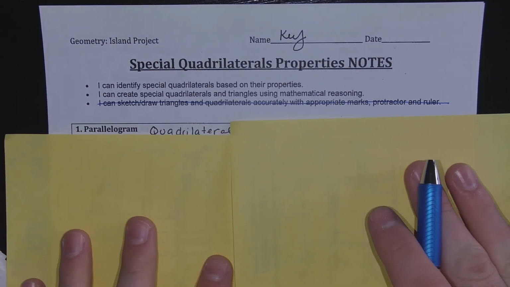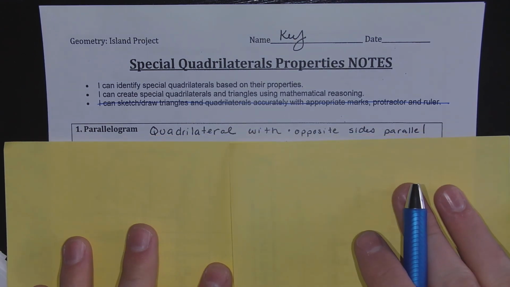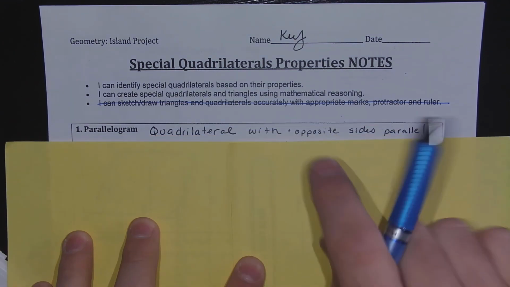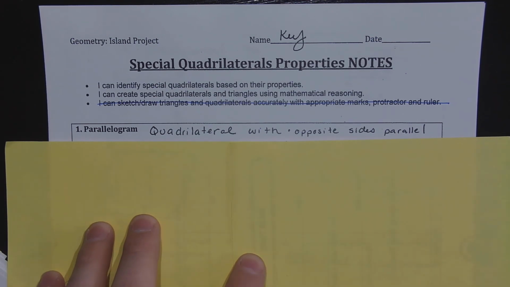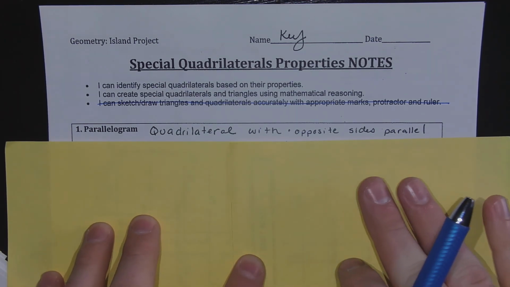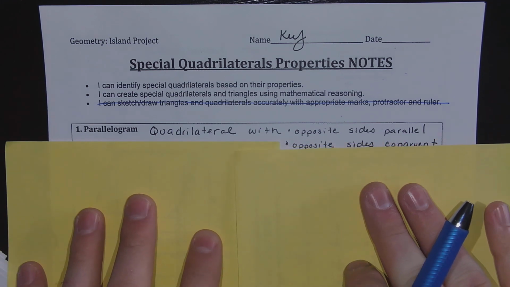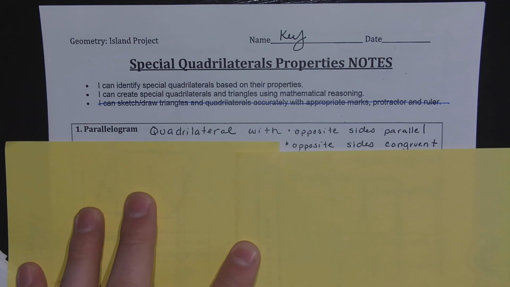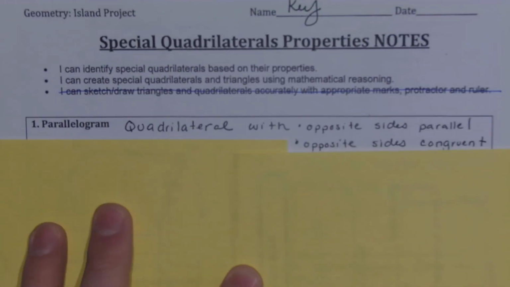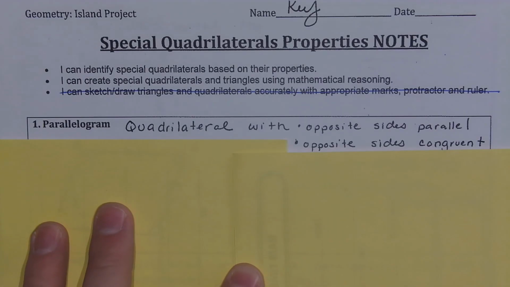The first shape is a parallelogram. That's simply going to be a quadrilateral with opposite sides parallel. If at any point during the video you need to pause to catch up, go ahead and do that. What else is true? Opposite sides are also congruent as well as parallel. So they have the exact same length and they're parallel in nature.